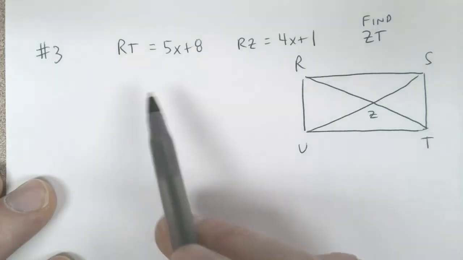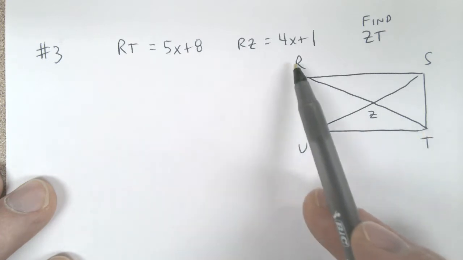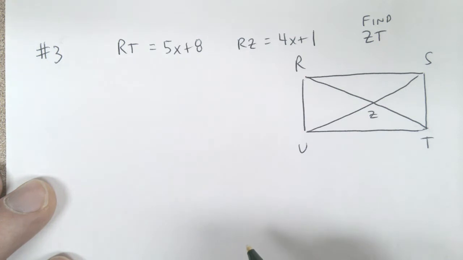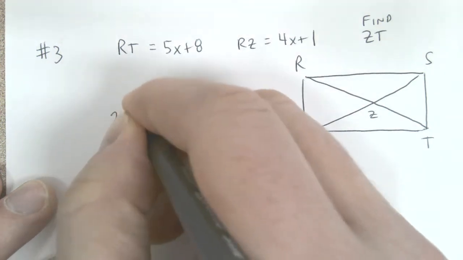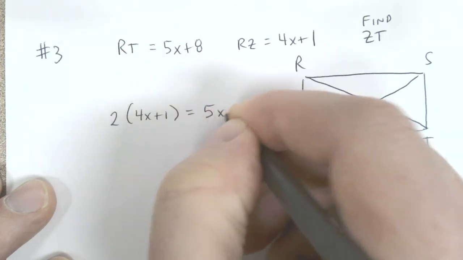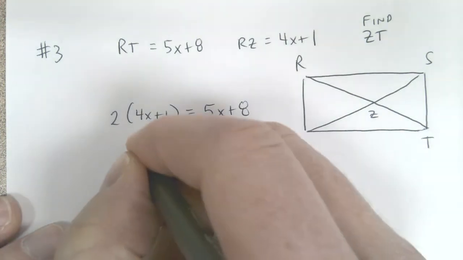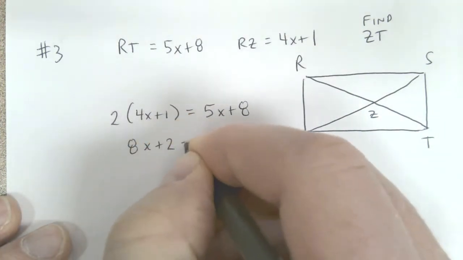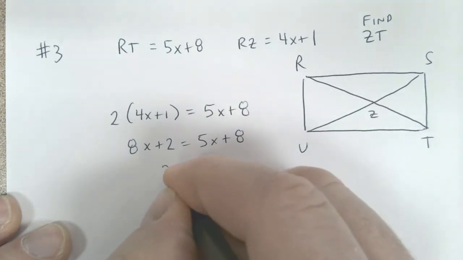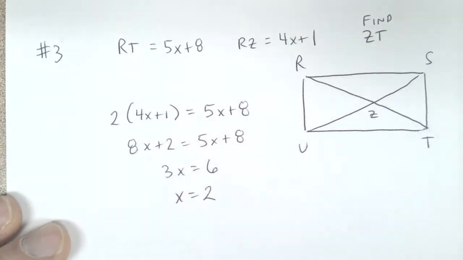Okay, for number 3, they tell us that RT, that's the whole diagonal, is 5x plus 8. RZ, which is half the diagonal, is 4x plus 1. So what I'm going to do is take 2 times the 4x plus 1, because half of the diagonal times 2 is equal to the whole diagonal. And that's going to allow me to find my x value. So I get 8x plus 2 equals 5x plus 8. Get my x's together, I get 3x equals 6. So x is going to be equal to 2.